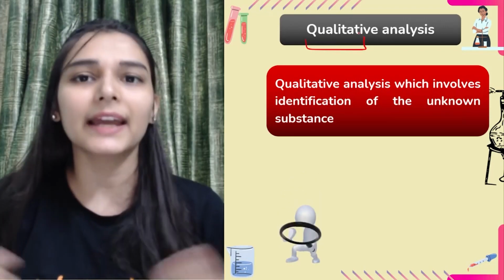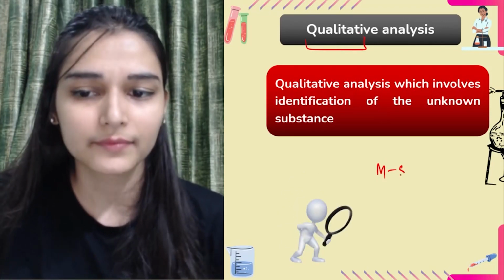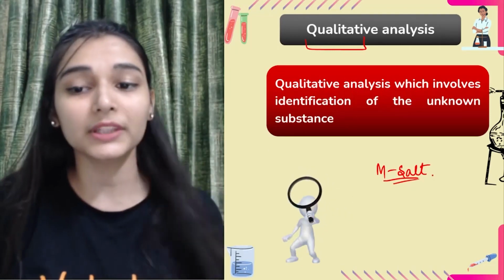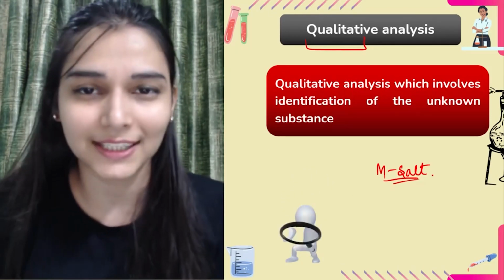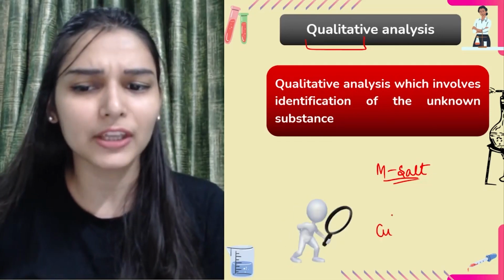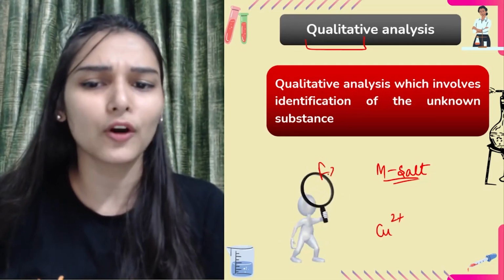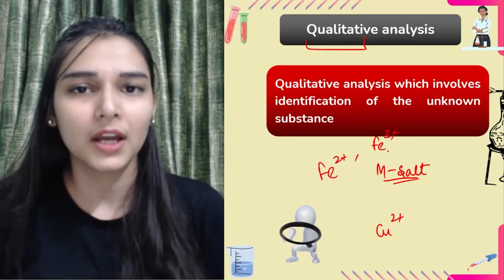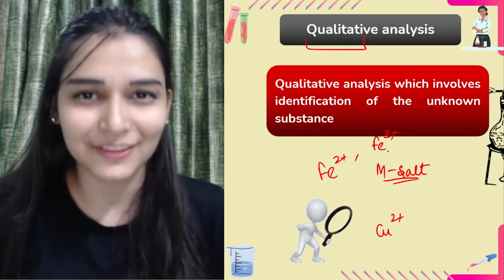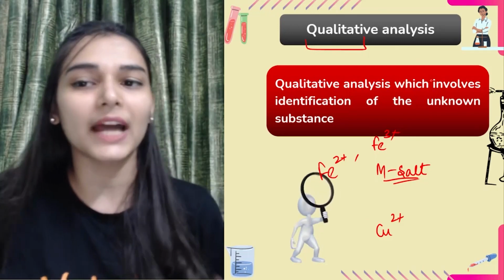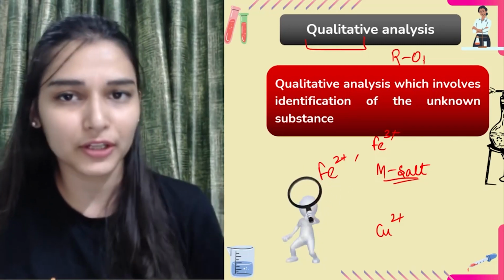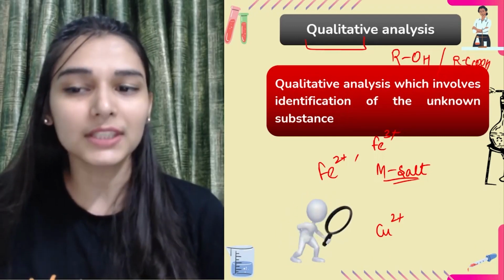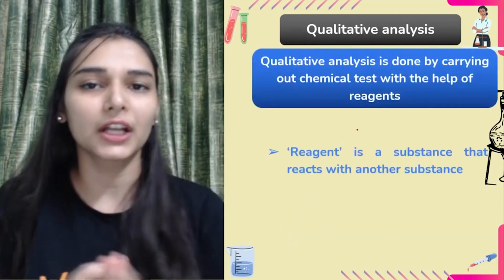The name is telling you qualitative analysis. Let's say I have given you a metal salt. Now in this metal salt, I want my students to tell me which metal ion is present there. Whether this salt is having copper 2+ as the metal ion, ferrous ion is there, ferric ion is there. So what are you going to do? You will go to the qualitative analysis. Or I want to know in the organic compound which functional group is present. That's alcohol, that's acid. So it involves the identification of the unknown substances.